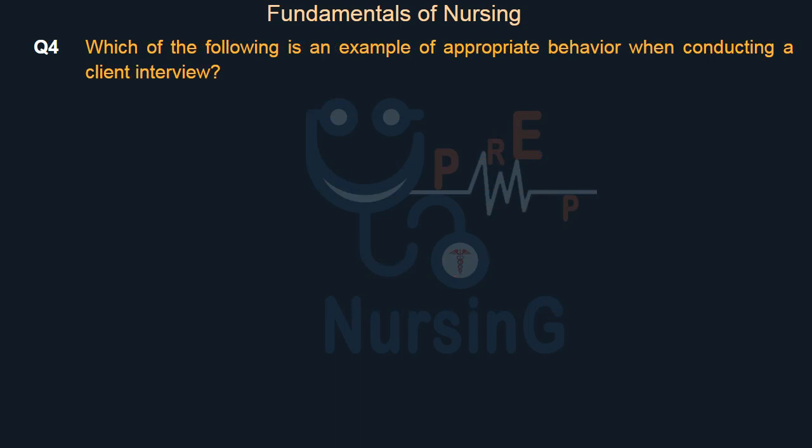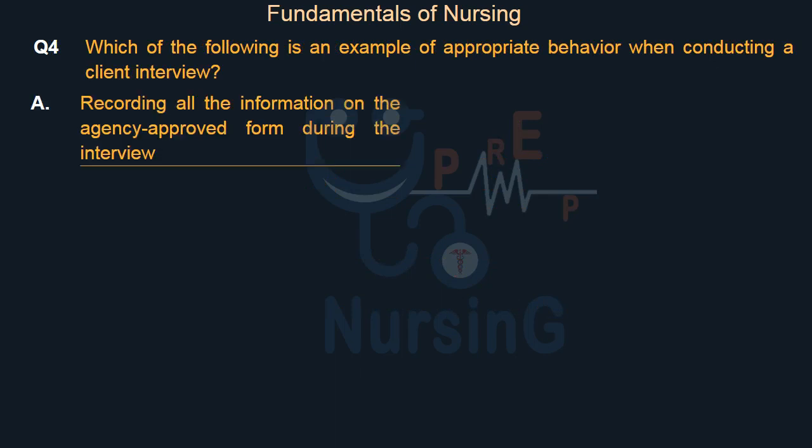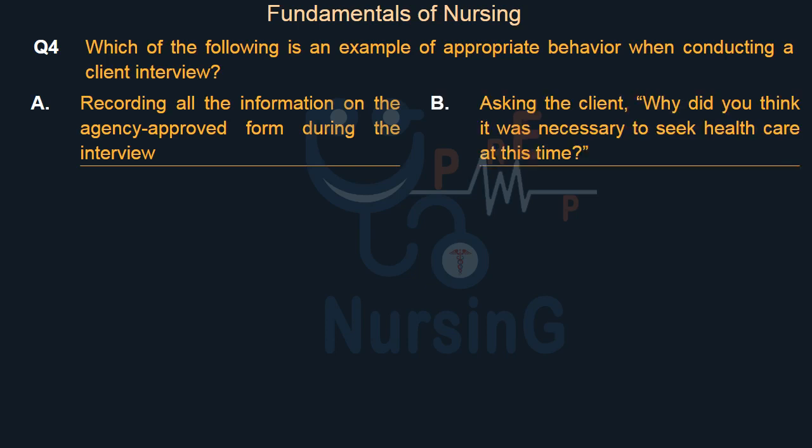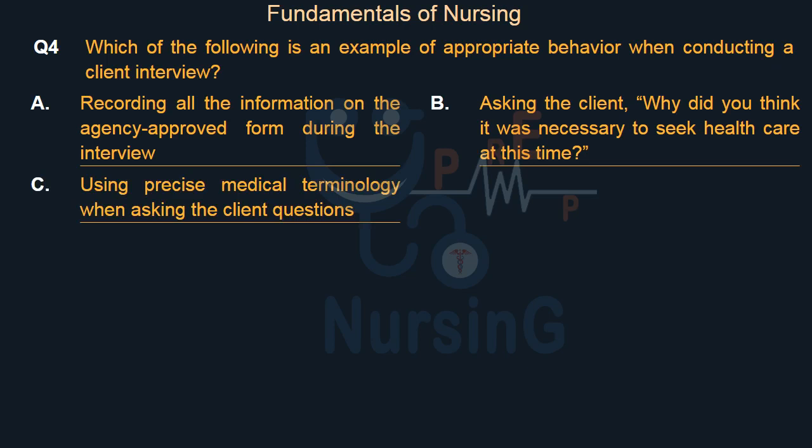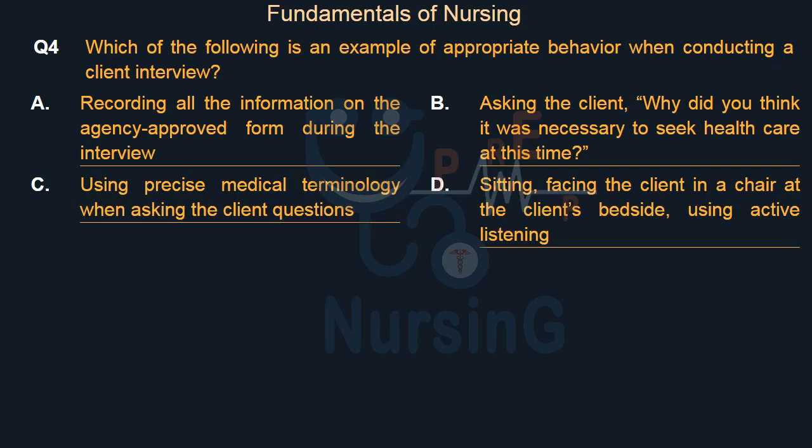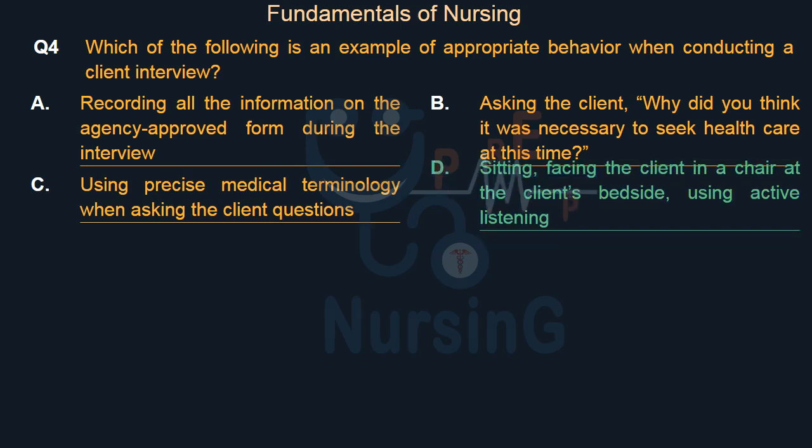Which of the following is an example of appropriate behavior when conducting a client interview? Option A. Recording all the information on the agency-approved form during the interview. Option B. Asking the client, why did you think it was necessary to seek healthcare at this time? Option C. Using precise medical terminology when asking the client questions. Option D. Sitting, facing the client in a chair at the client's bedside, using active listening. Right answer is Option D.